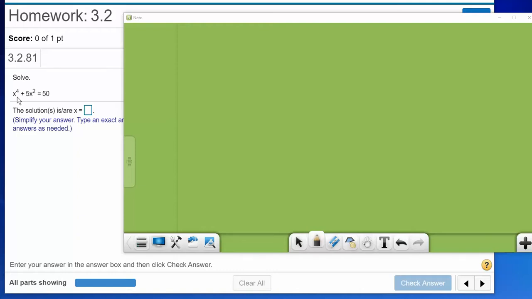3.2.81, solve x to the fourth plus 5x squared equals 50. So again, just like the previous problem, this is not a quadratic equation, it's a fourth degree polynomial, but it has quadratic form, so we want to get it equal to 0, so subtract 50 from both sides.